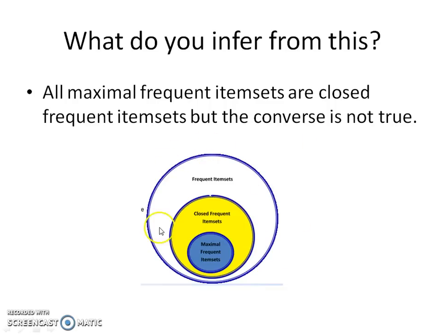Now, with this, we can say: you have frequent item sets. Not all the frequent item sets are closed frequent item sets, and within the closed frequent item sets, there are the maximal frequent item sets. So, every maximal frequent item set is a frequent item set as well as a closed frequent item set, and all the closed frequent item sets are frequent item sets.